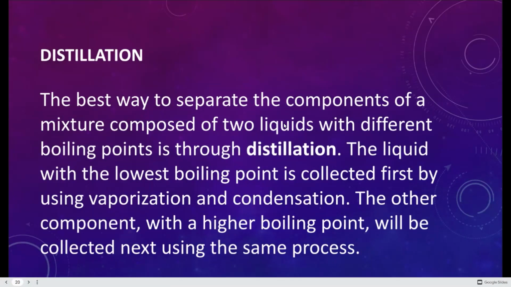Distillation. The best way to separate components of a mixture composed of two liquids with different boiling points is through distillation. The liquid with the lowest boiling point is collected first by using evaporation and condensation, and the other component with the higher boiling point will be collected next using the same process.